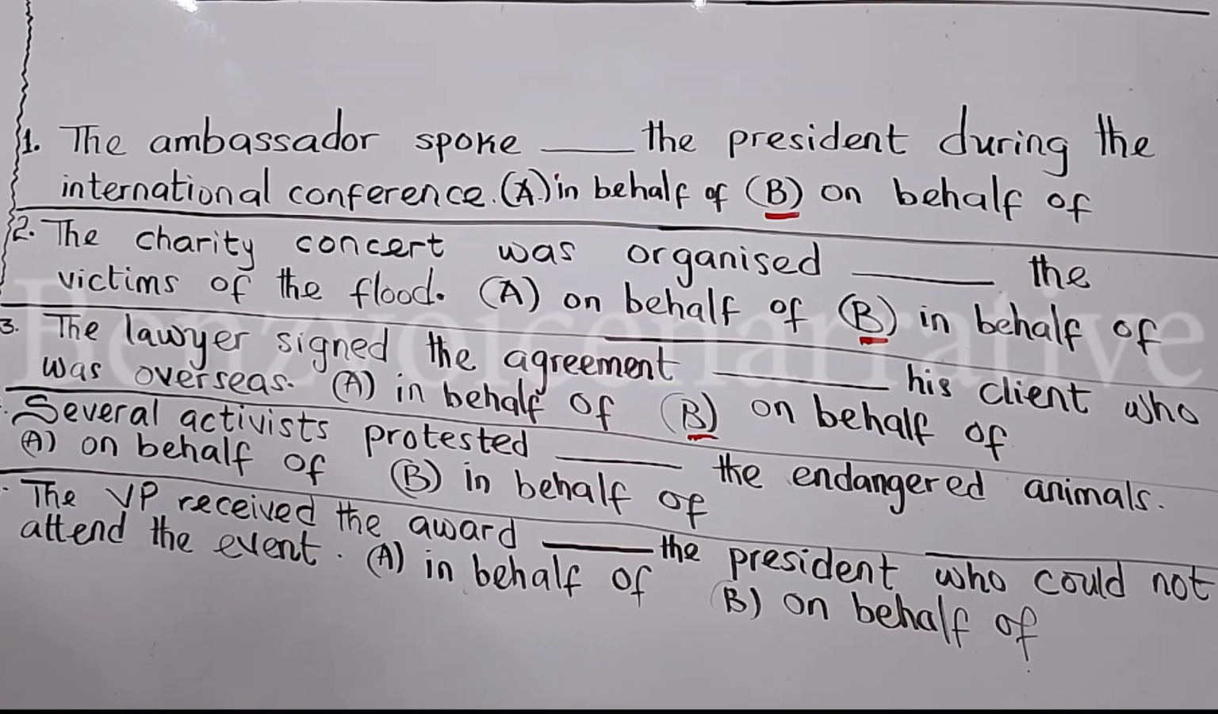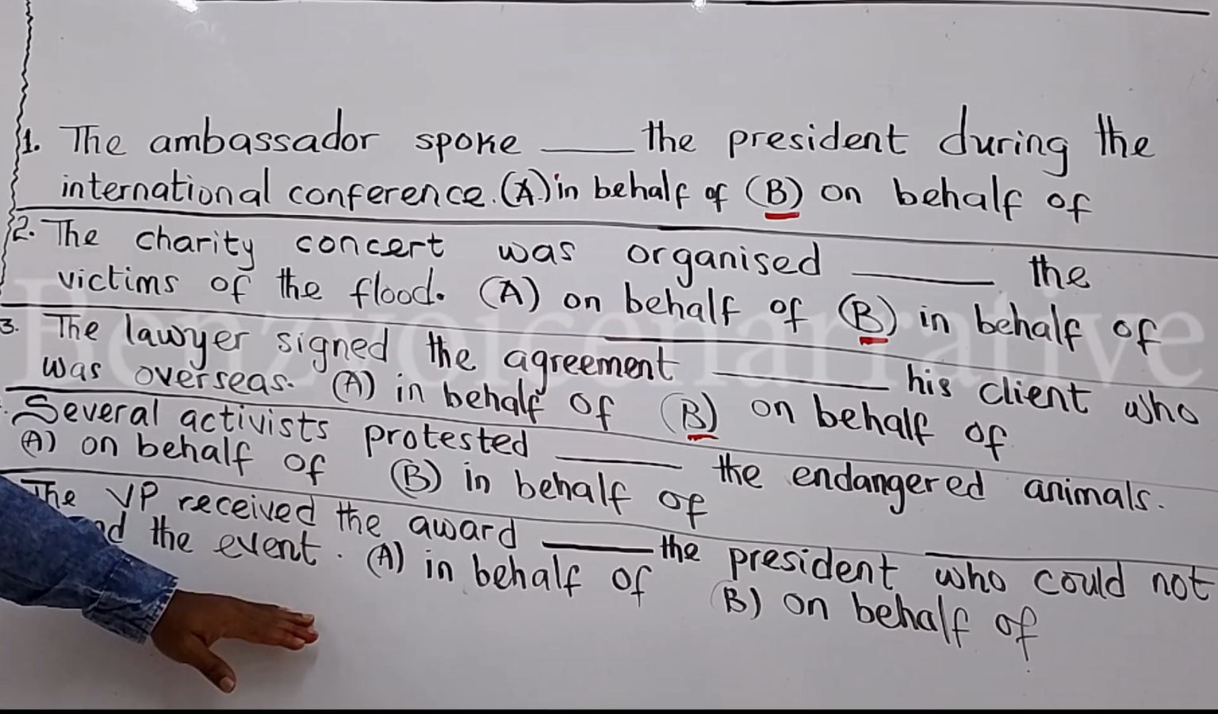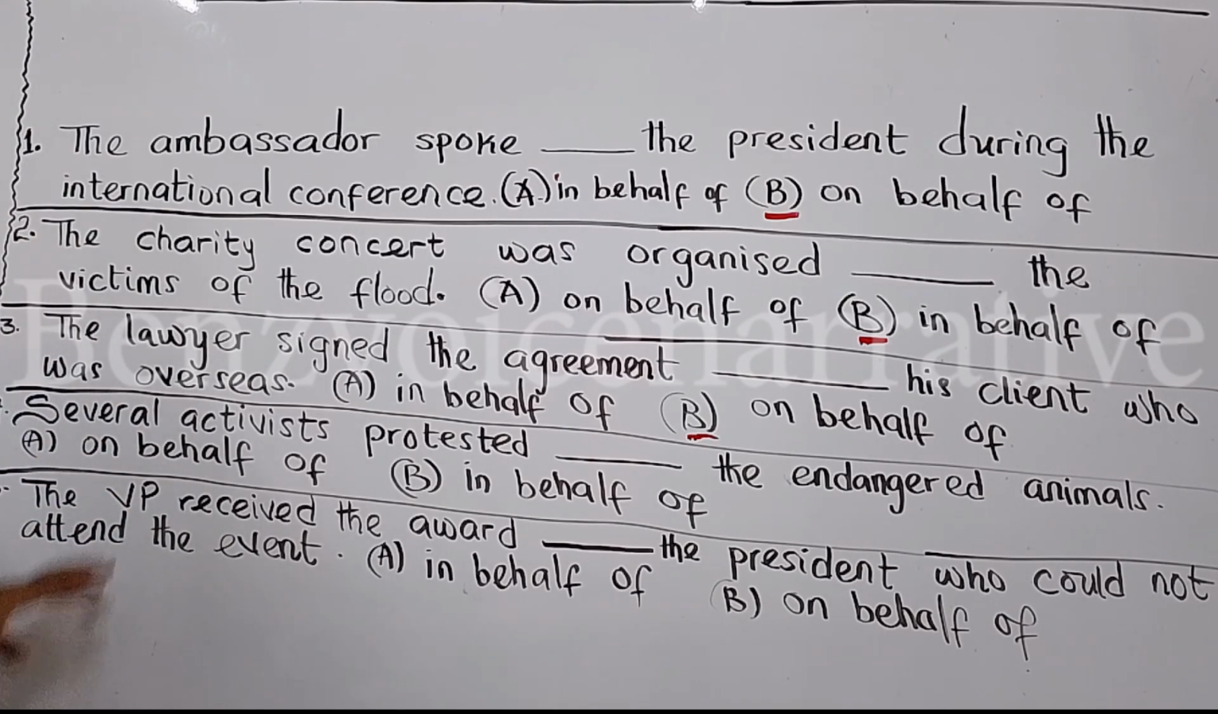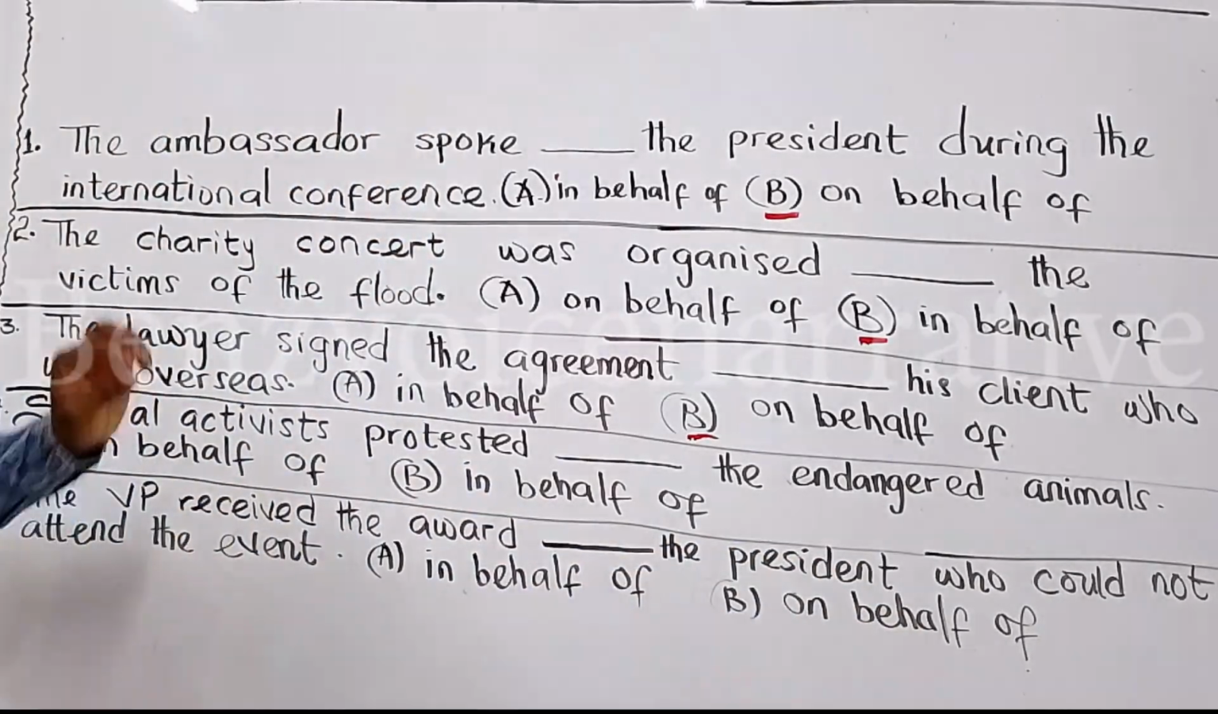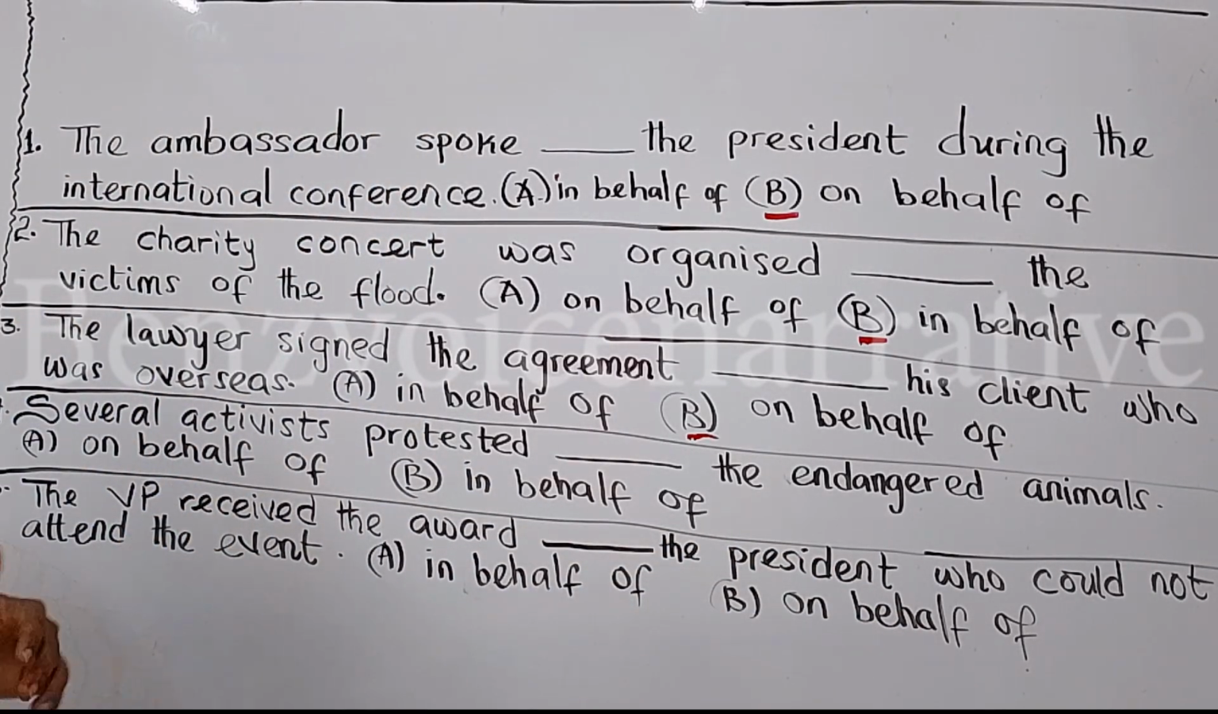So what you're going to do now is to play your own part of the game. You're going to go ahead and answer question 5 that says, the VP here is an acronym for Vice President. The Vice President, the VP, received the reward ___ the President who could not attend the event. So we have the VP, the Vice President, we have the President, we have a function to be performed. So in what capacity? Let me know what your answer is in the comment.